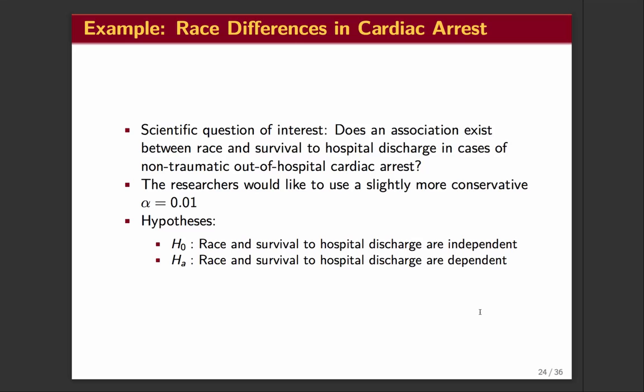But so we're going to use an alpha level of 0.01. So why would we decide to use 0.01 rather than our standard 0.05? Yeah, you're putting a greater burden of evidence on the data than you would have in the alpha equals 0.05 case. So a p-value of 0.04 is no longer sufficient for us to make a conclusion of dependence. So our hypotheses: race and survival to hospital discharge are independent. The alternative is that they're dependent.